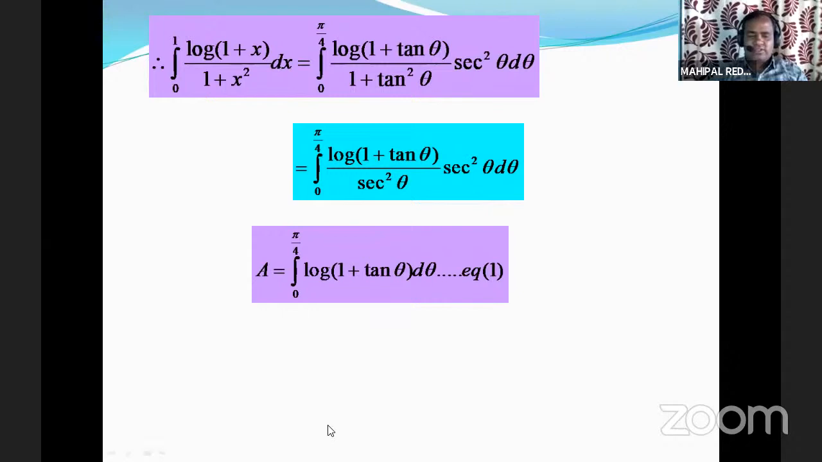Dear student, from here in the exercise there is one more question. When the question is given in this form, it is a 4 marks question that will be covered in the examination. That means evaluate integration 0 to pi by 4 log of 1 plus tan theta d theta. That question is a 4 marks question. And the 11th problem, integration 0 to 1 log of 1 plus x by 1 plus x square dx, is a 7-mark question.